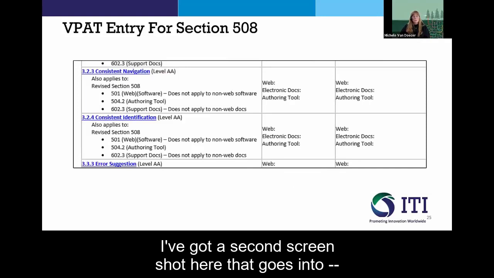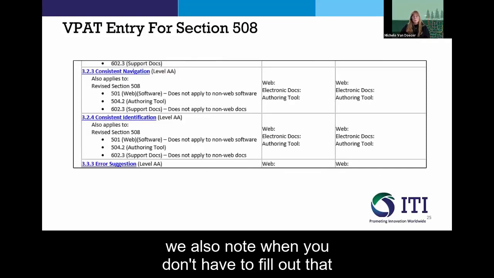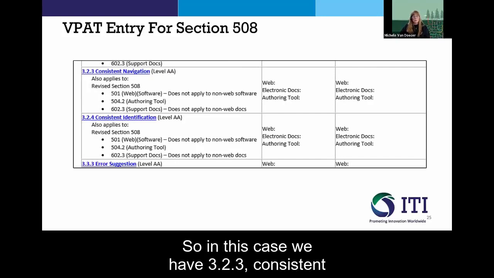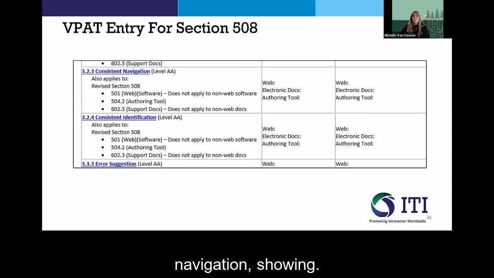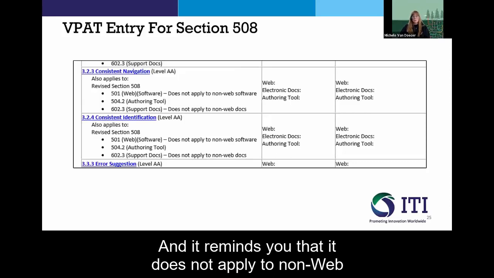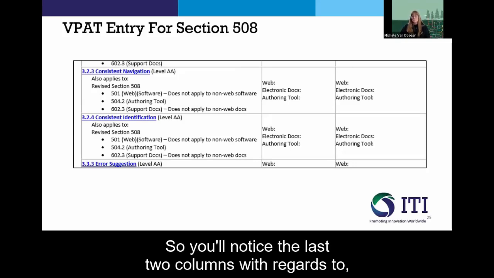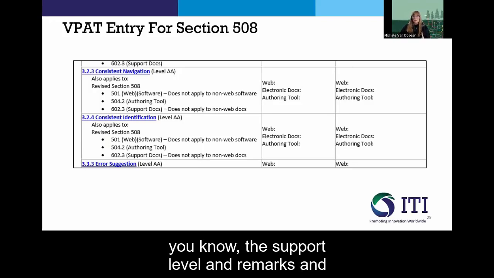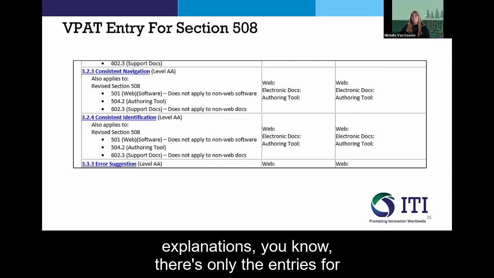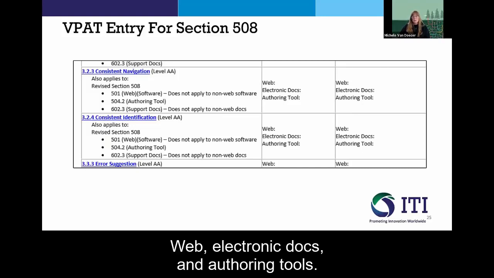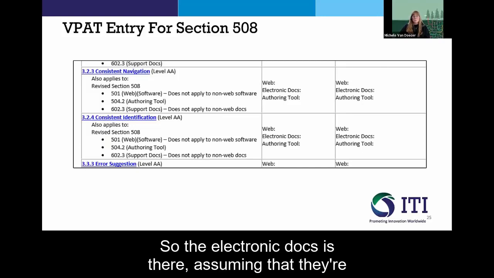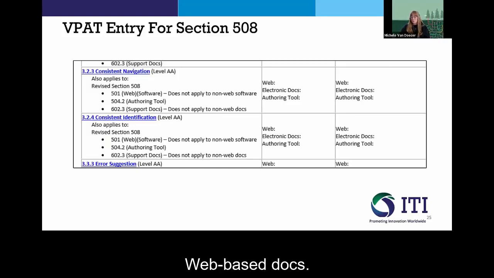I've got a second screenshot here where we also note when you don't have to fill out that criteria for certain situations. In this case, we have 3.2.3 consistent navigation showing, and it reminds you that it does not apply to non-web software and non-web docs. So you'll notice the last 2 columns, with regards to the support level and remarks and explanations, there are only entries for web, electronic docs, and authoring tools. The electronic docs is there assuming that they're web-based docs.